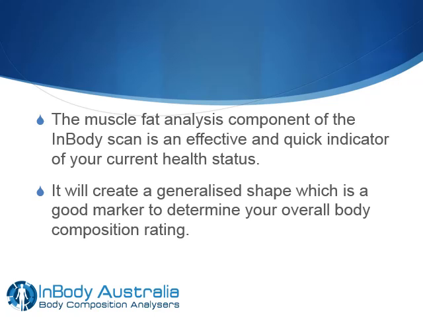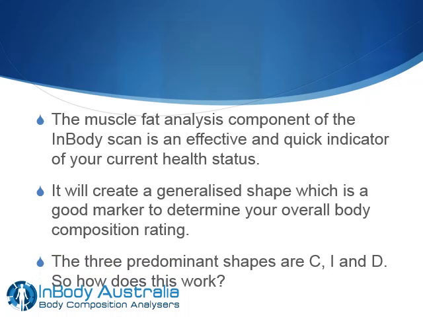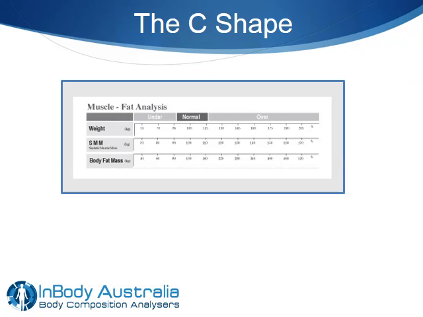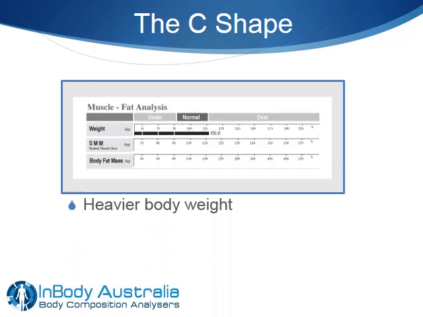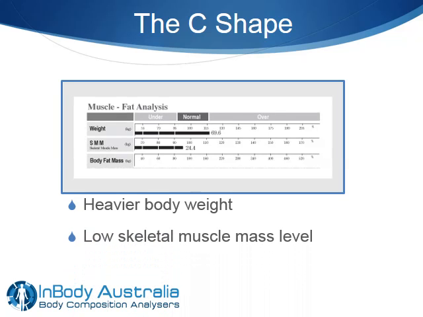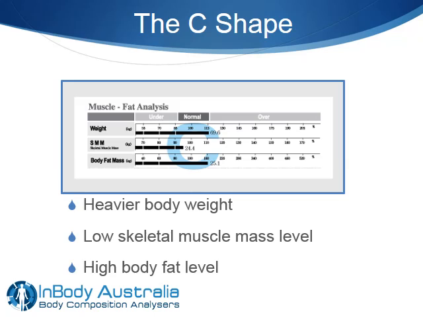The three predominant shapes that it produces are a C, I, and D. So how does this simply work? Firstly, let's look at the C shape. From the muscle fat analysis you can see here, it generally has a higher body weight, lower skeletal muscle mass levels, and much higher body fat. And as such, it creates this predominant C shape, as you can see here.